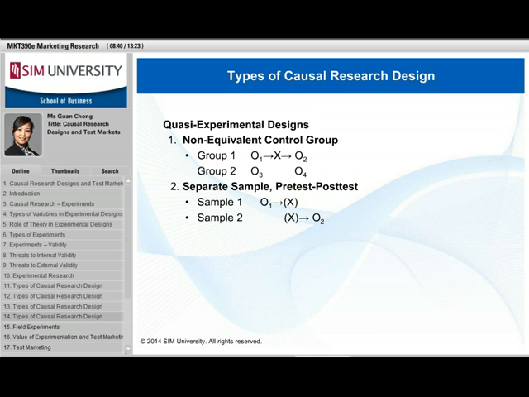Under quasi-experimental designs, there are non-equivalent control group design and separate sample pre-test post-test design. There is no random assignment involved in quasi-experimental designs.